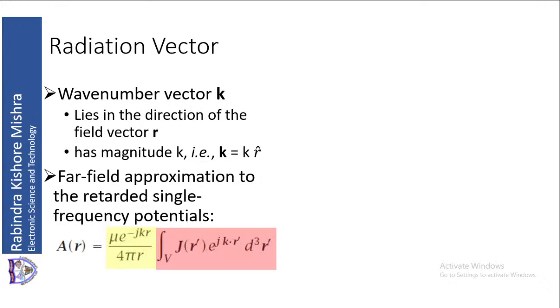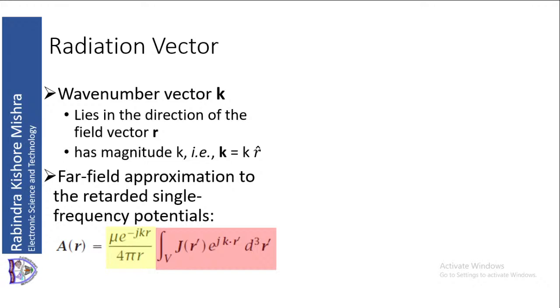We have already discussed the retarded field. Therefore, in the far field approximation, the vector potential A, which is a function of r, will be of this form: mu exponential minus jkr by 4 pi r. This is the amplitude part. Mu exponential minus jkr by 4 pi r. Remember this. This yellow part is the amplitude part.